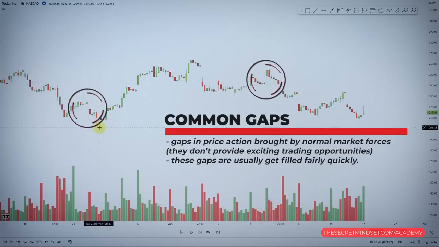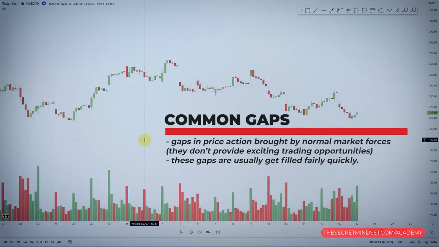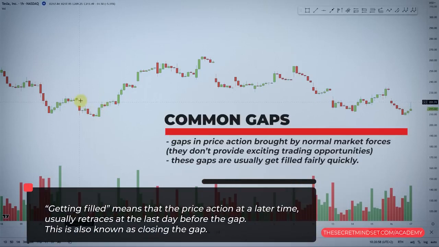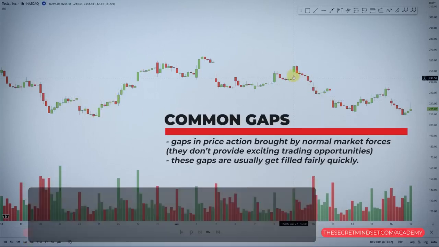These occasional gaps are the result of normal market forces. These gaps are usually filled fairly quickly. Getting filled means that the price action at a later time usually retraces to the close of the last day before the gap. This is also known as closing the gap.